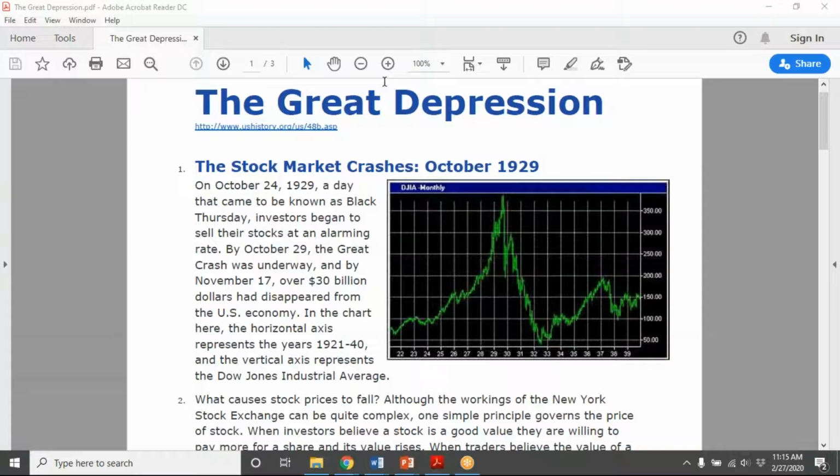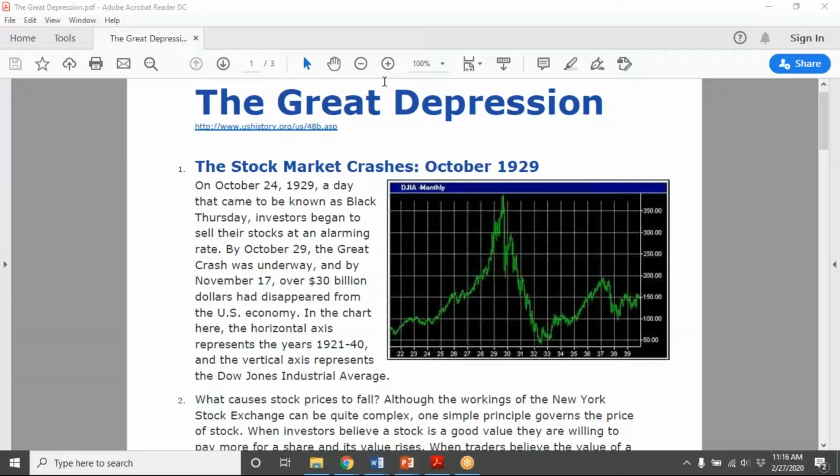So 90% of Americans didn't have money invested in the stock market. And yet the whole economy is so complex that when the stock market crashes, even though you don't have your money in it, it affects you because there are so many interconnected parts to the economy.